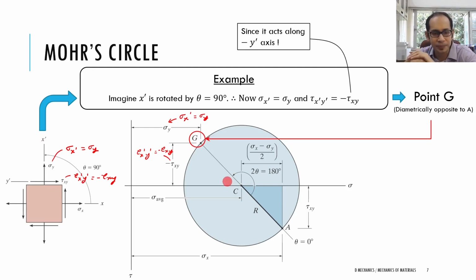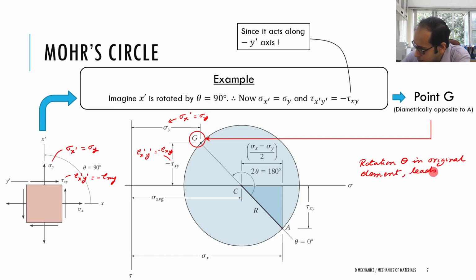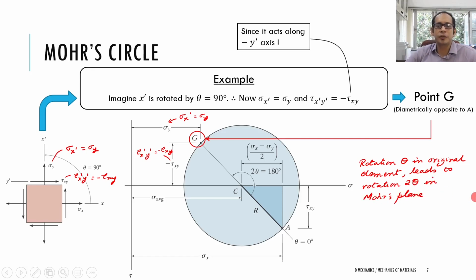That tells you that a rotation theta in the original element leads to a rotation of 2 theta in the Mohr plane, right? So let's make a note of that, and maybe this is noted later as well, but it's a good time to note this. So rotation of theta in the original element leads to a rotation of 2 theta in the Mohr circle that you have over here. Okay, so now with this we have for the original element itself located the points which are there.